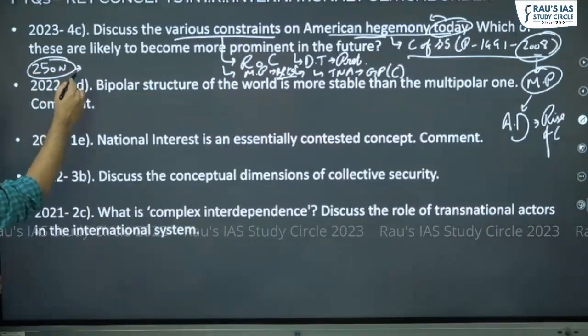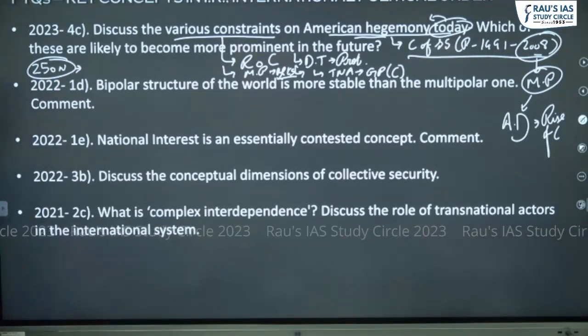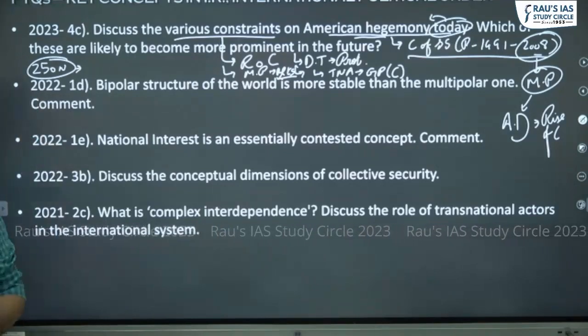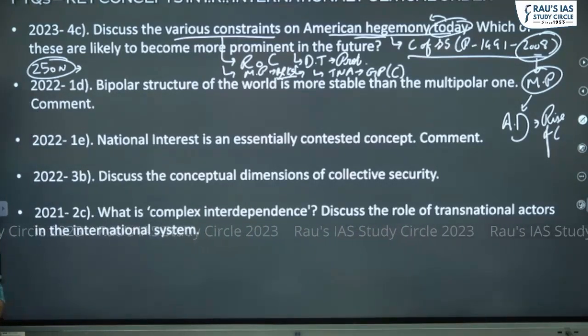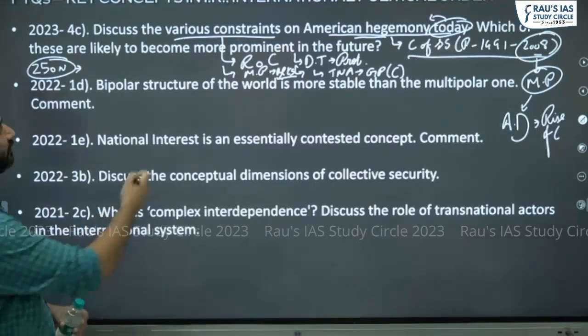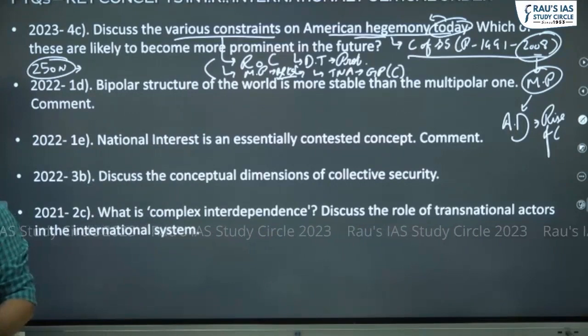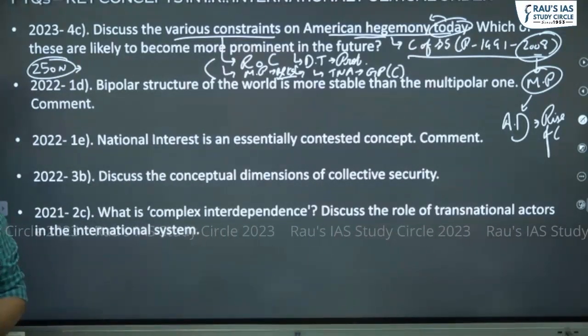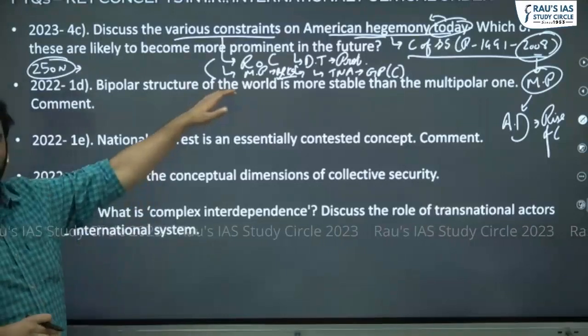So about 30 words you're giving on what is American hegemony in the introduction and the time period. Then you're talking about constraints. So how many words are gone? 150, give and take. The next part is which of these are likely to become more prominent in the future? So all of these constraints that you have given here, which are going to actually increase over time? All of them. Multipolarity is not going anywhere.